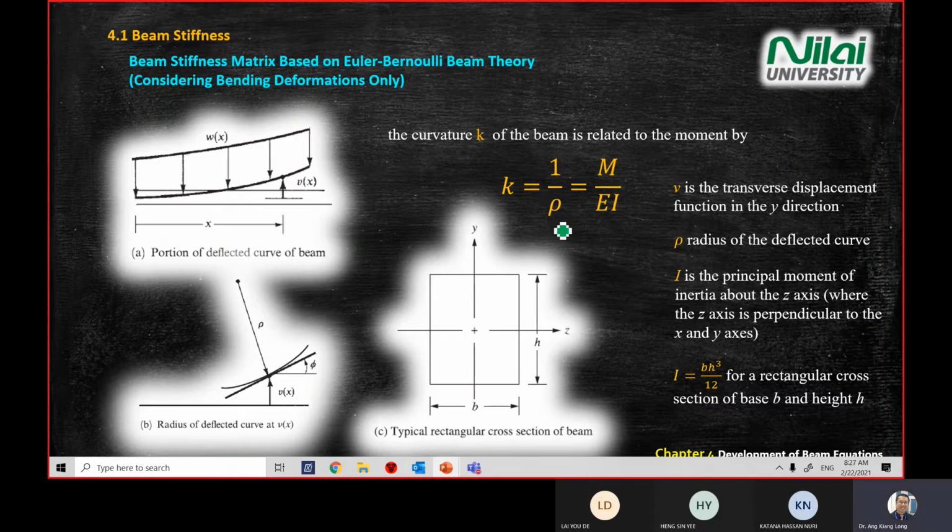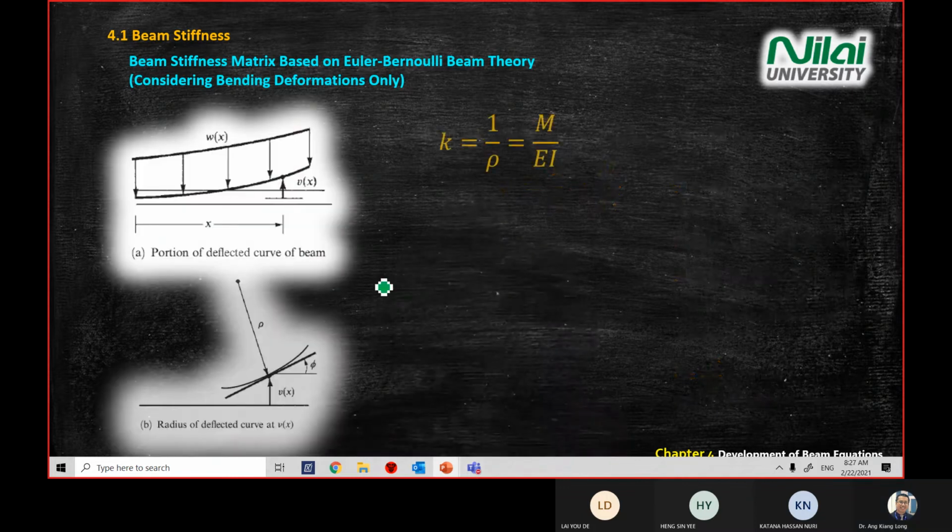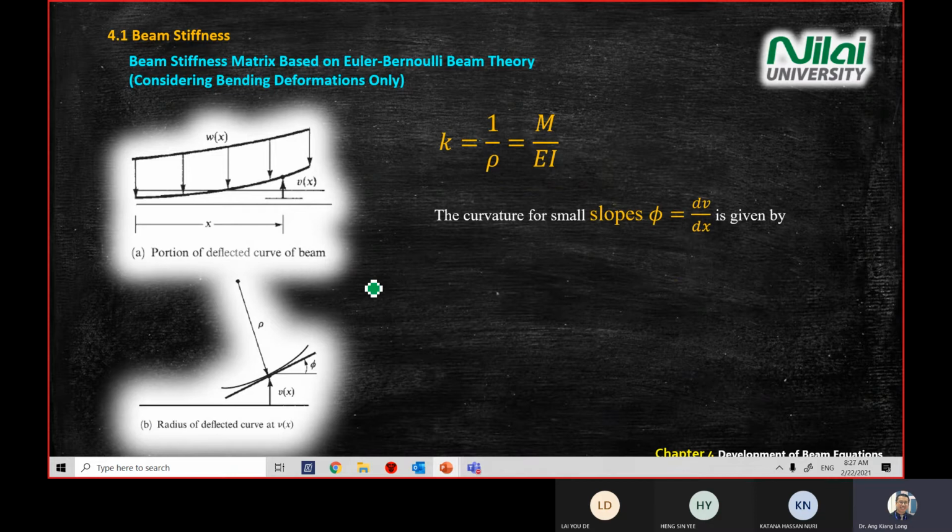What is important today is the equation over here: curvature K equals 1 over radius, rho, equals M divided by EI. So this equation is very important. Now the next equation, or a small definition for slope: phi equals your displacement over x direction. Your slope, this one, the slope of this curvature here, or the gradient of this line.